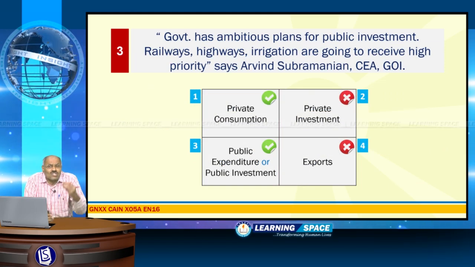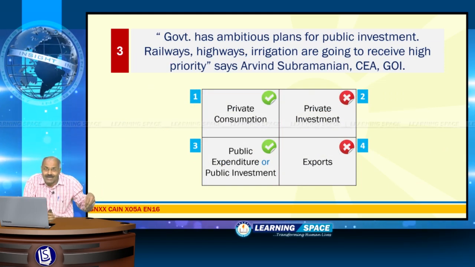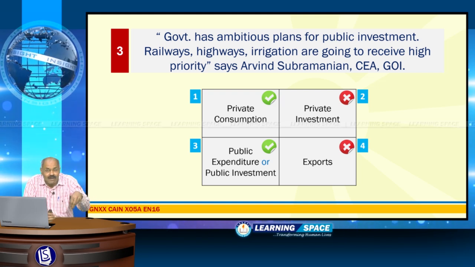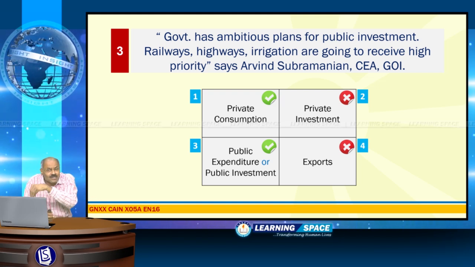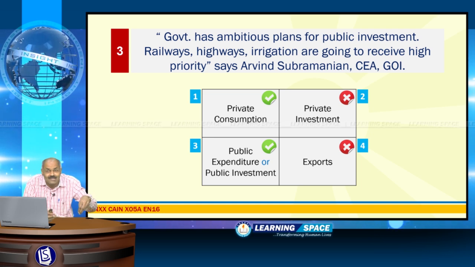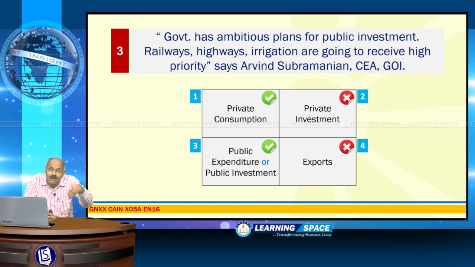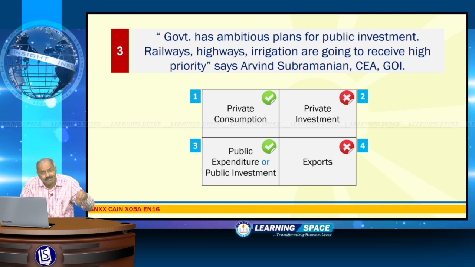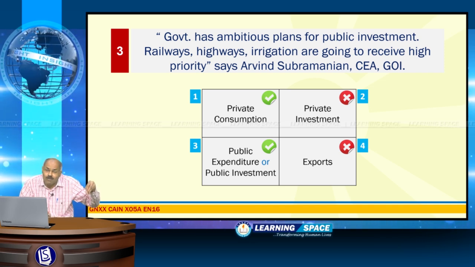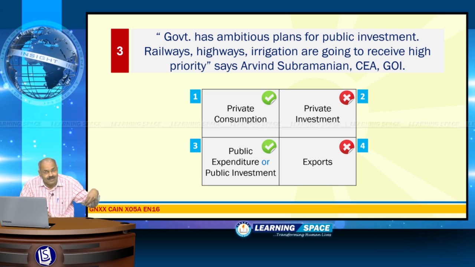Government has ambitious plans for public investment. Railways, highways, irrigation are going to receive high priority, says Chief Economic Advisor to Government of India, Arvind Subramanian. What is the meaning of public investment? Why are people talking about public investment nowadays?